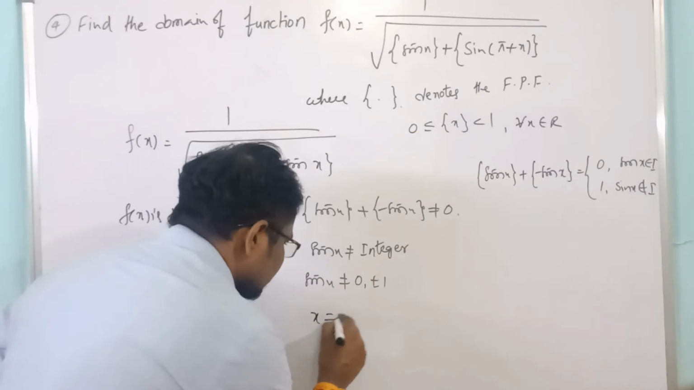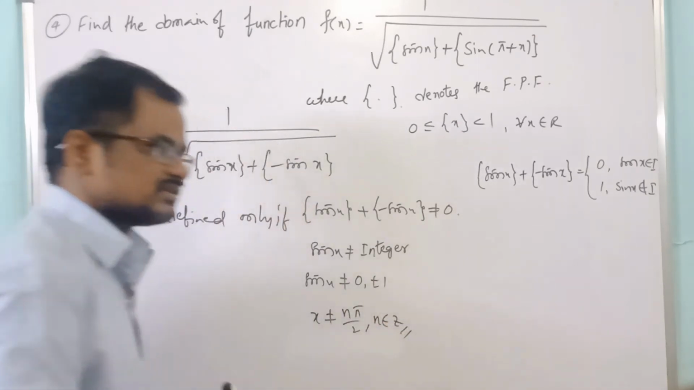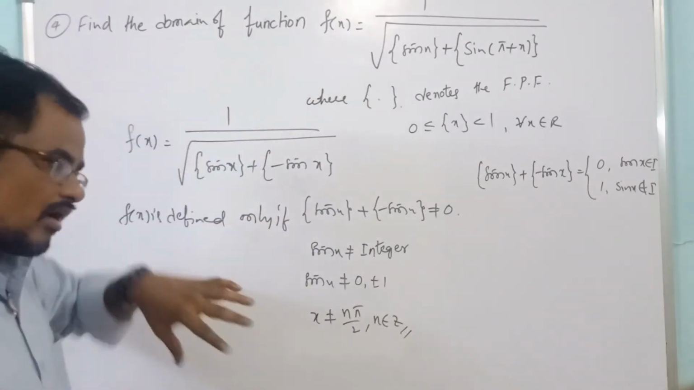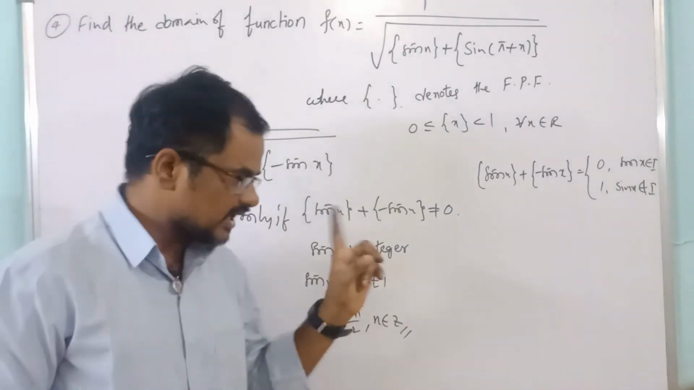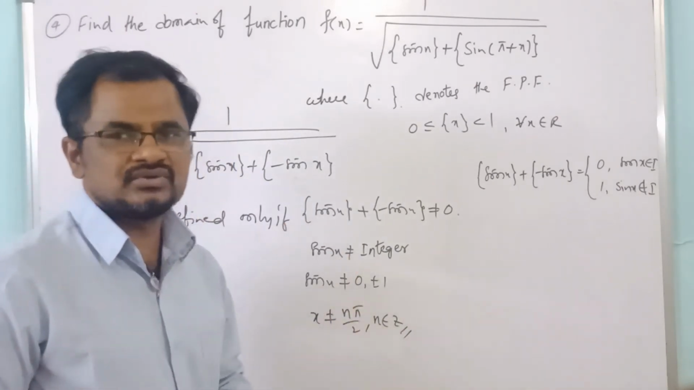Now x is not equal to n pi by 2, n belongs to integers, right? So what is the domain of our function? All the real numbers we can take, but except what? n pi by 2, where n belongs to integers.